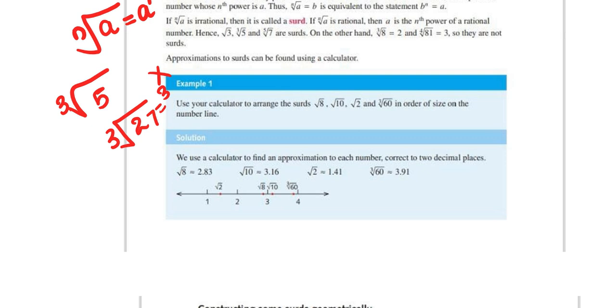Then here you have to plot the numbers. Root 8 is 2.83, so it lies between 2 and 3 and it will be nearer to 3 because it is 2.8. Here comes 2.5, so it is after 2.5.